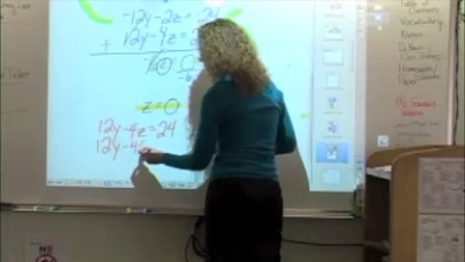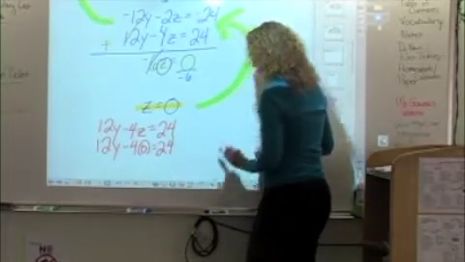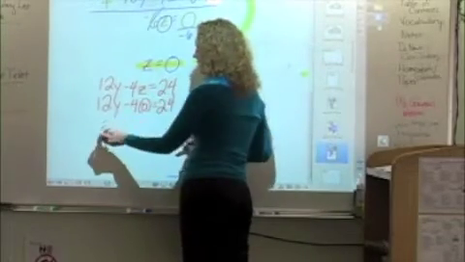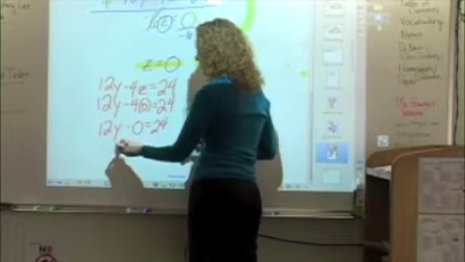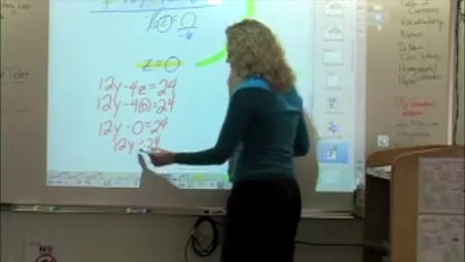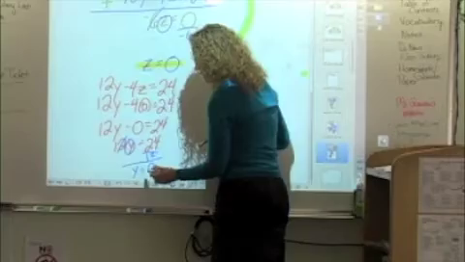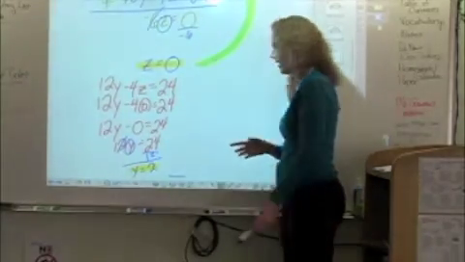12y minus 4 times 0 equals 24. 0 is gone, so I don't have to worry about that. I simply have 12y equals 24. Now I'm going to divide by 12 to get my y value. And I see that y is 2. Now I have my z and I have my y.